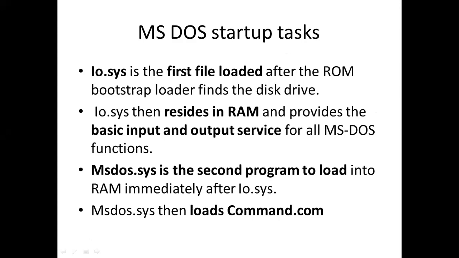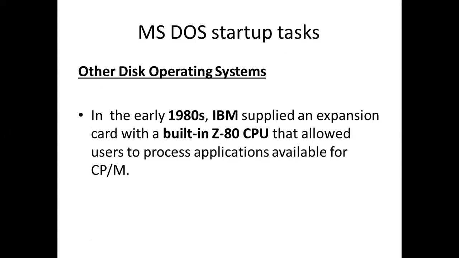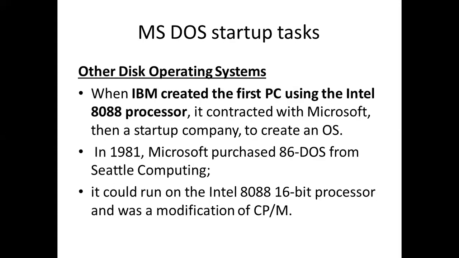I'll just scroll on. The idea behind this question is: starting from the 19th century, what were the different systems in use? What was its processor? What was its speed? And what type of operating system did it use? So that is about this MS-DOS startup task.